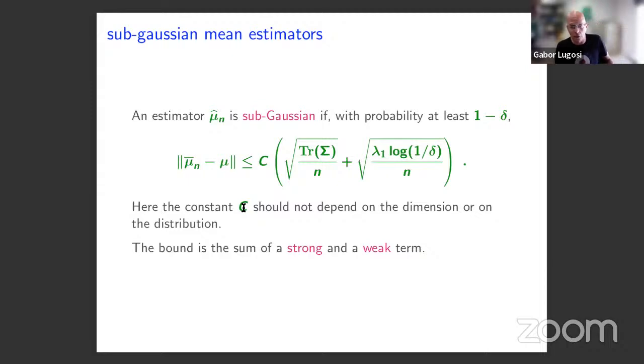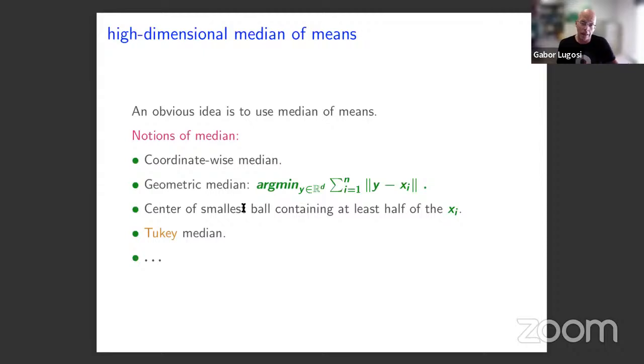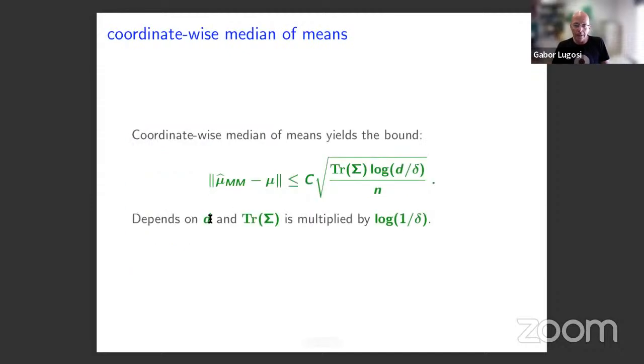Okay, so this is our goal. And natural ideas are extending, for example, the median of means technique from the one-dimensional case. But in high dimensions, the notion of the median is not so obvious. So there are many ways of defining the median in a high dimensional setting. For example, one can take the coordinate-wise median. One can take the geometric median, which is defined like this. These are all generalizations of the one-dimensional median. One can take the Tukey median, and so on and so on. So there are many notions, but these notions do not quite work.